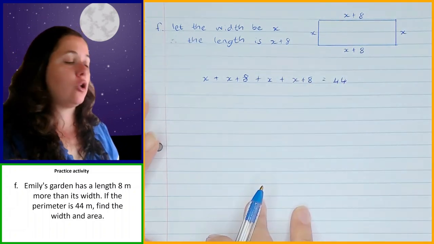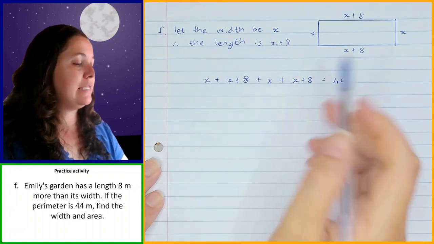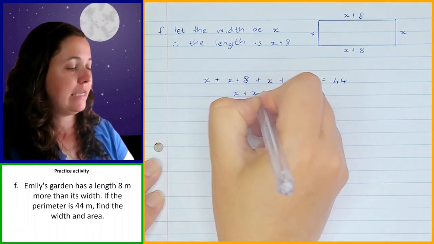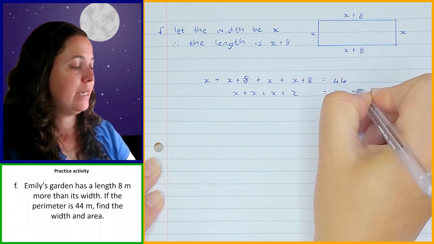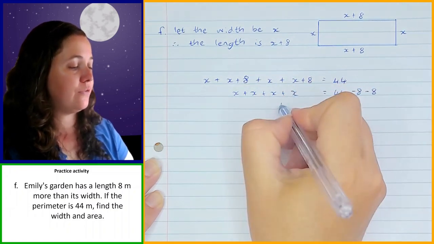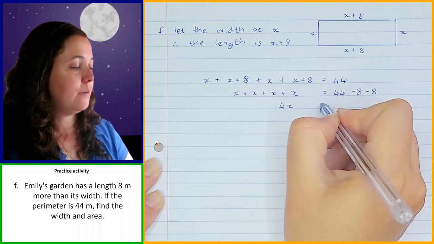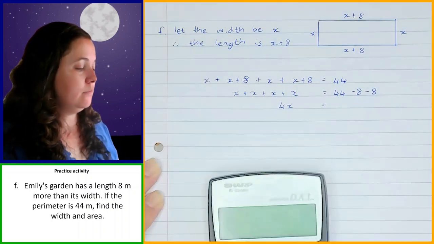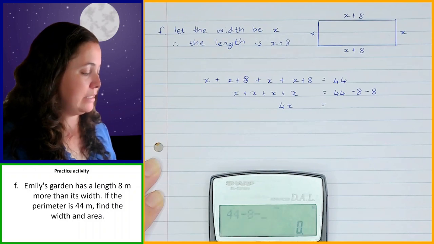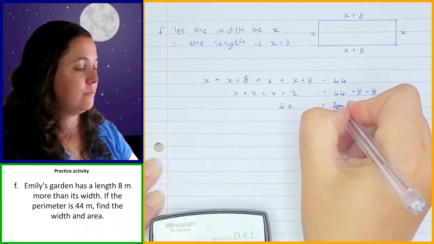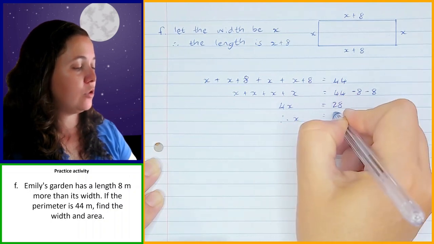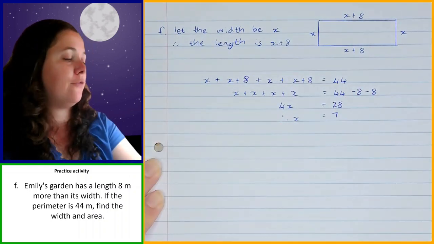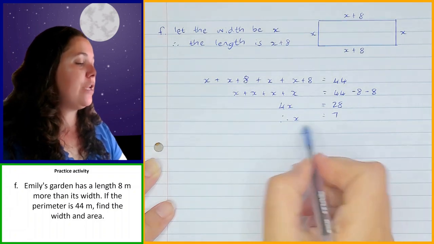And then I need to solve for x. I'm going to take my 8s and get rid of them, so I've got x plus x plus x plus x equals 44 minus 8 minus 8. So this is 4x equals 44 minus 8 minus 8, which gives me 28. So therefore x is equal to 7, when I divide by 4 on both sides. So now I know that x is 7.